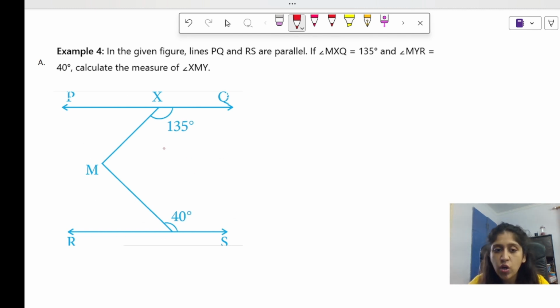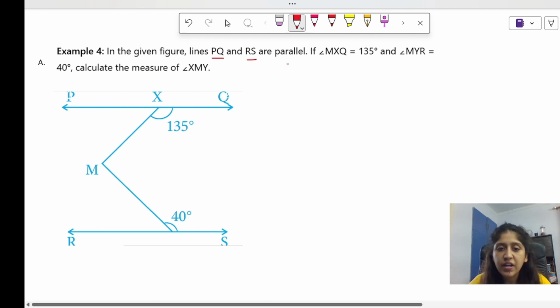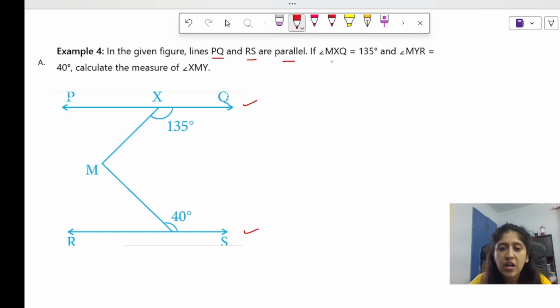सो द गिवन डायग्राम, यू हैव बीन गिवन अ डायग्राम. Lines PQ and RS are parallel to each other. So PQ is this line and RS is this line. I hope the lines are clear to everybody. They are parallel to each other. Angle MXQ, that is this angle. So this is 135 degree, which we are given.